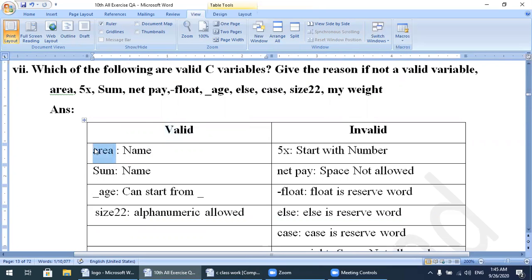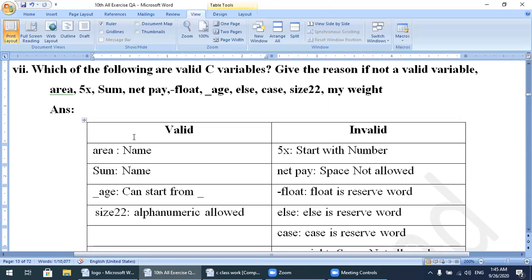Area is a valid variable name. Why is it a valid variable name? Because it is a kind of name. I think we have discussed the rules of defining a variable in the previous topics. If not, we will discuss it later. The rule is that a variable must start with an alphabet.